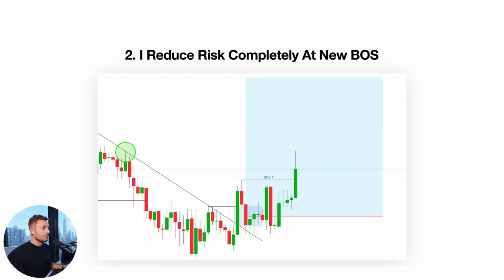And so what I'm doing is completely reducing my risk at this new formation of a break of structure. So we get a nice push in our direction, close over this swing point. Now you can see I've reduced all of my risk from before down to 0, put my stop loss level at my entry, and now we have a risk-free trade, allowing for this trend to play out to see if we can make profit as it moves in that direction.